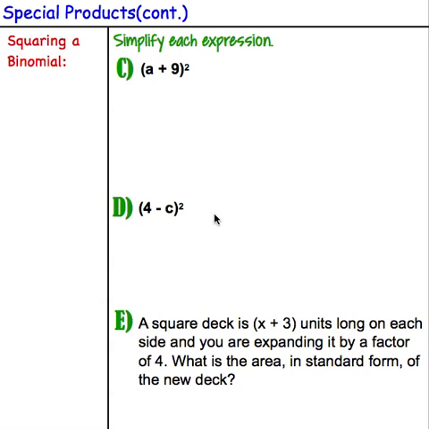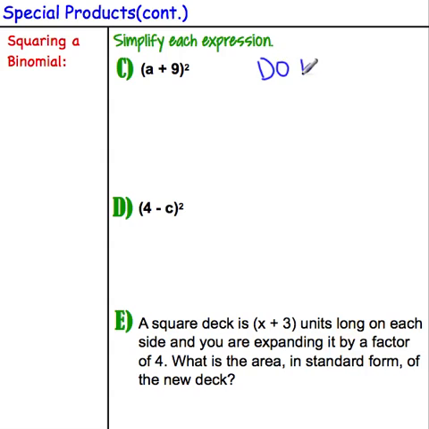The next type of special product we're going to take a look at is squaring a binomial. Now, we need to take a look at what this means. The number one thing I see people doing is they say, oh, there's a 2 on the outside, let's go ahead and distribute it. So this is so important, even I am writing it down.